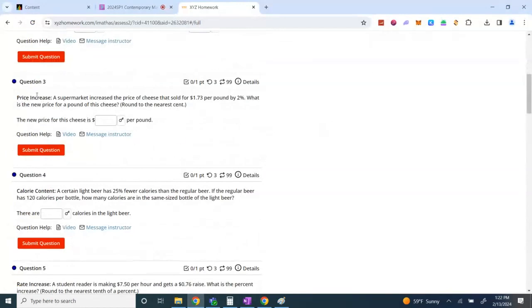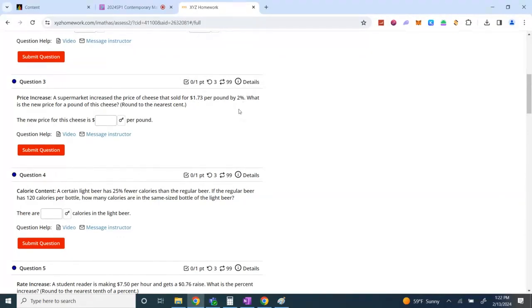For example number 3, it says a supermarket increased the price of cheese that sold for $1.73 per pound by 2%. What is the new price for a pound of this cheese, and round to the nearest cent? Okay, so we'll always round money to the nearest hundredths. So I'm going to do that same thing I did before.